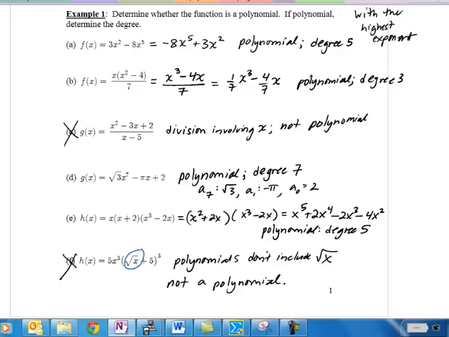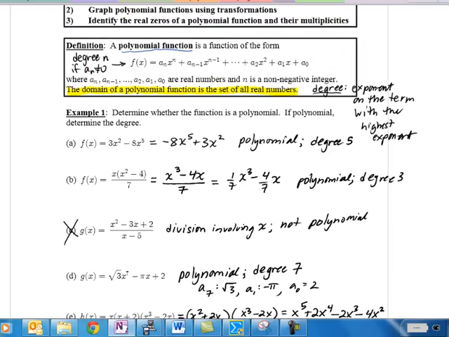One other term that we should talk about is called the leading coefficient. The leading coefficient is the coefficient on the highest degree term.